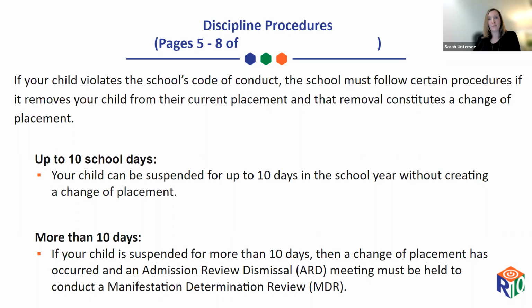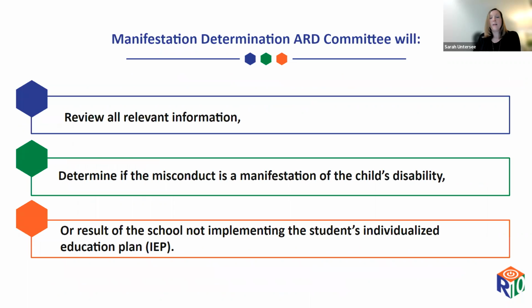If your child has been suspended for more than 10 days, then a change of placement has occurred, and an admission review or dismissal, ARD, meeting must be held in order to conduct what's called a manifestation determination review, or an MDR. That ARD committee will review all the relevant information and will determine if the misconduct is a manifestation or caused by the child's disability, and if it is the result of the school not implementing the student's individualized education plan, or IEP.